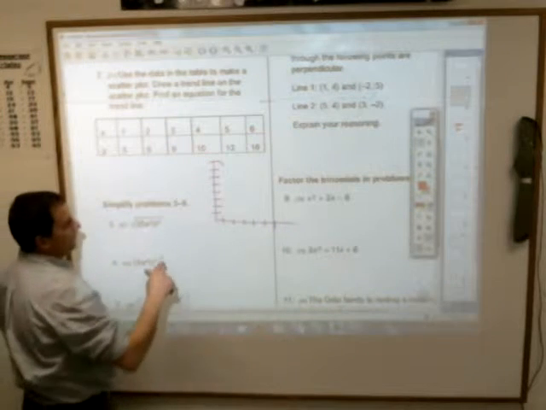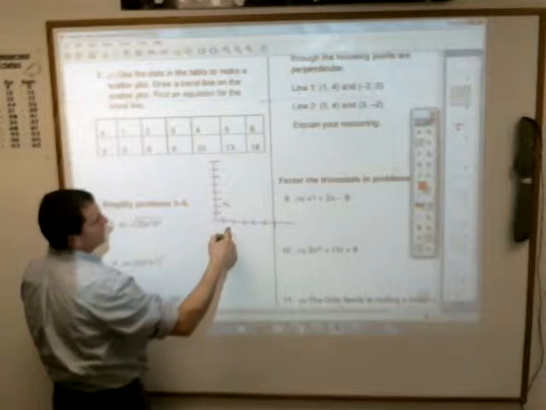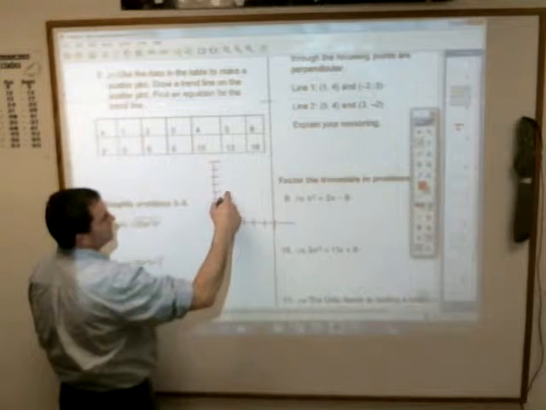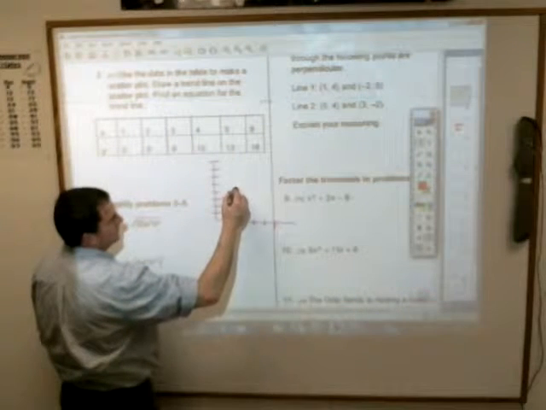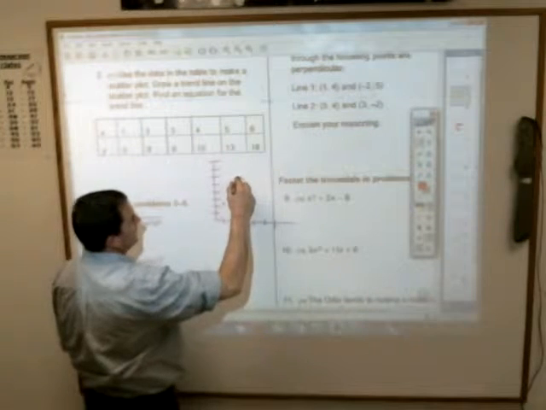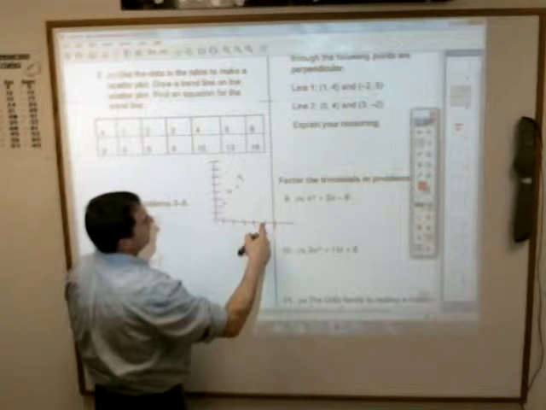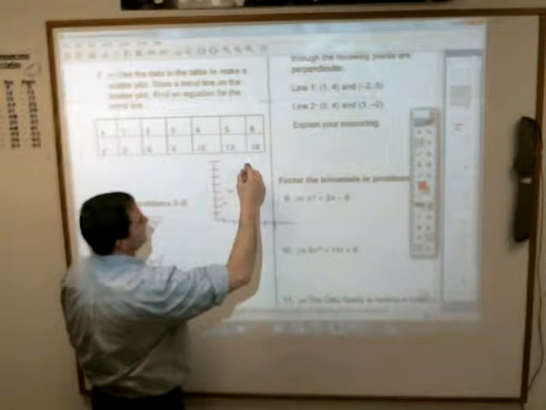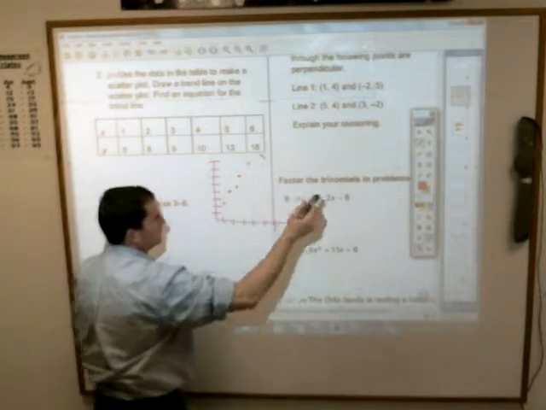And then when we do 1, 5, 2, 4 would be about right here. 2, 8. 3, 9, about right there. 4, 10 is about right here. 5, 13, right about here maybe. And 6, 16 is up here. Here's what I'm talking about.